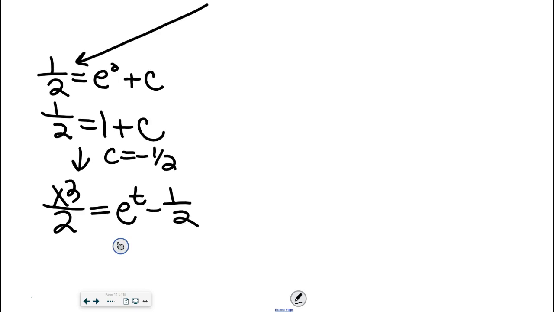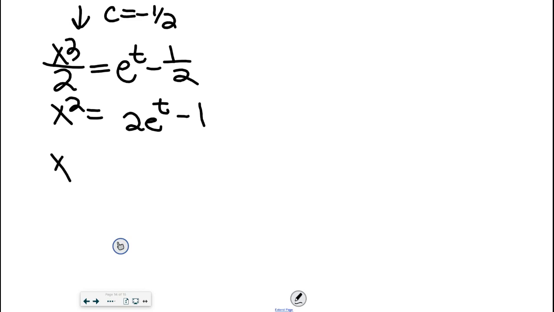She's still going to solve for x. What will she do right now to solve it for x? Yeah, Caden. Multiply by 2, everything. So she'll have x squared equals 2e to the t minus 1. And I'm going really slow. Now what, Caden, since you started me? Square root of both sides.